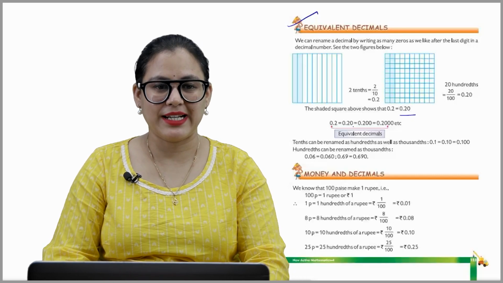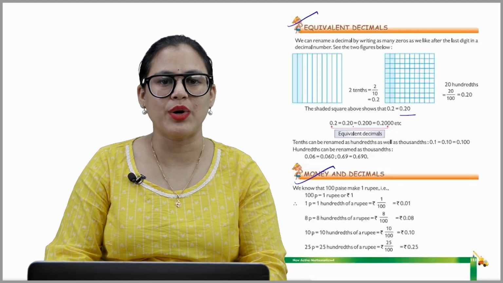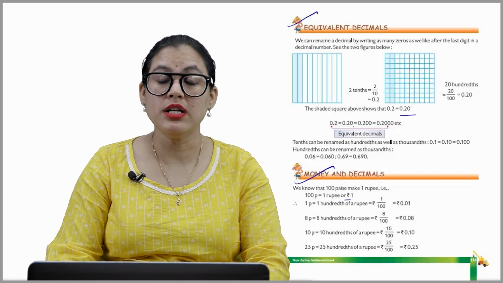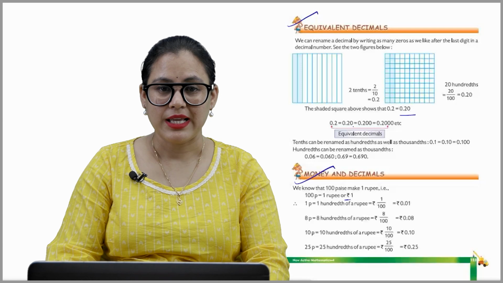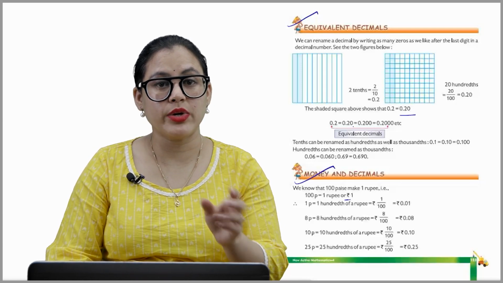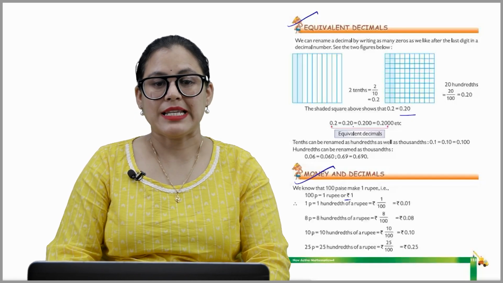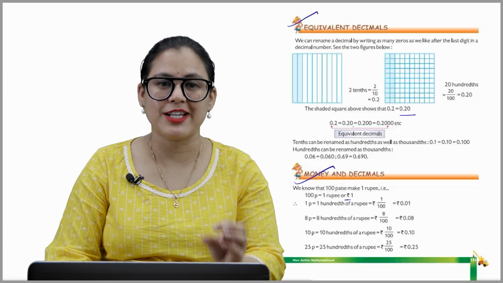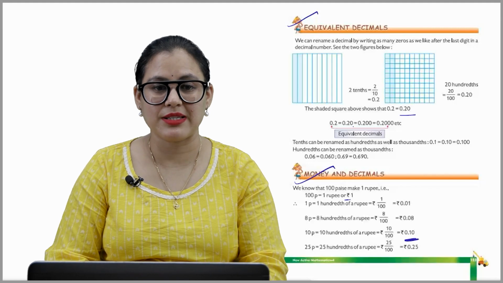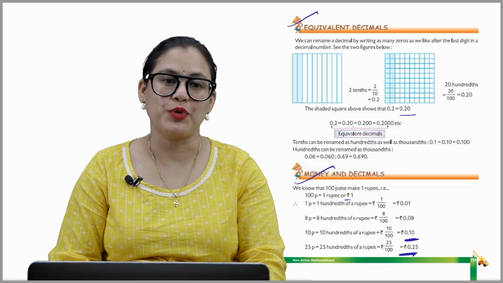Okay. Money and decimals. We know that 100 paise make 1 rupee, that is 100 paise is equal to 1 rupee, or this is the symbol of rupee. 1 paise is equal to 1/100th of a rupee, that is 1 by 100 is equal to 0.01 rupee. 8 paise is equal to 8/100th of a rupee, that is 8 by 100 is equal to 0.08 rupee. 10 paise is equal to 10/100th of a rupee, that is 10 by 100 is equal to 0.10. Similarly, 25 paise is equal to 25/100ths of a rupee, so 25 by 100 is equal to 0.25 rupee.